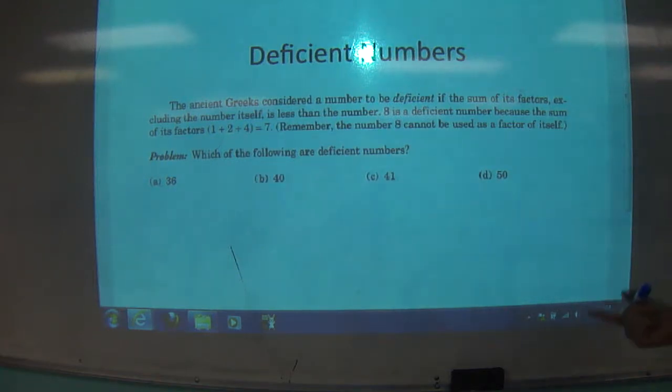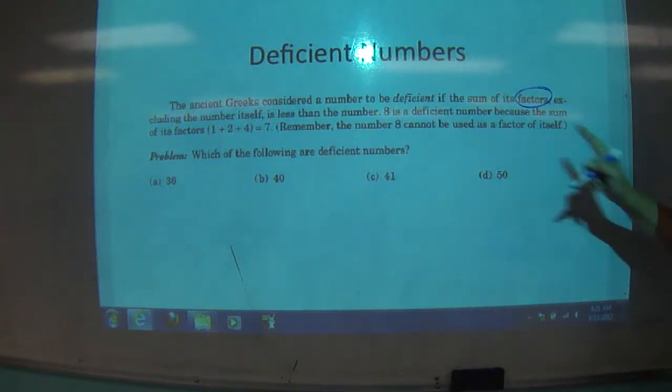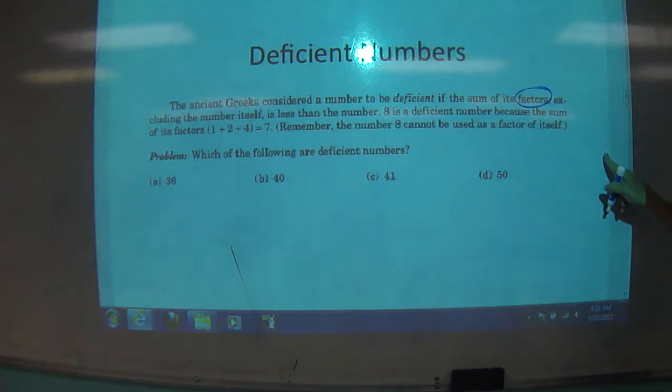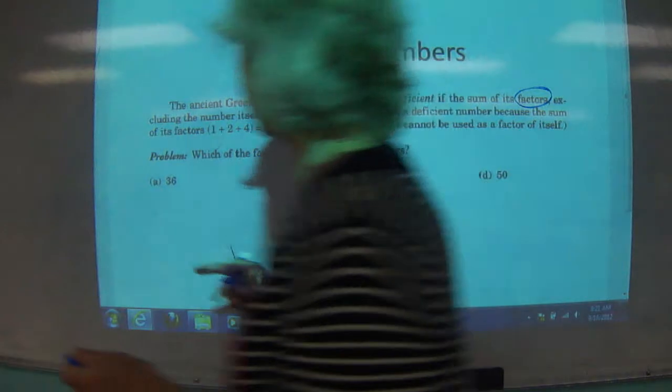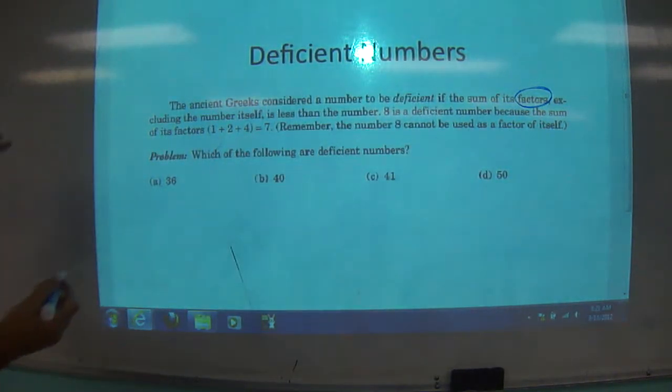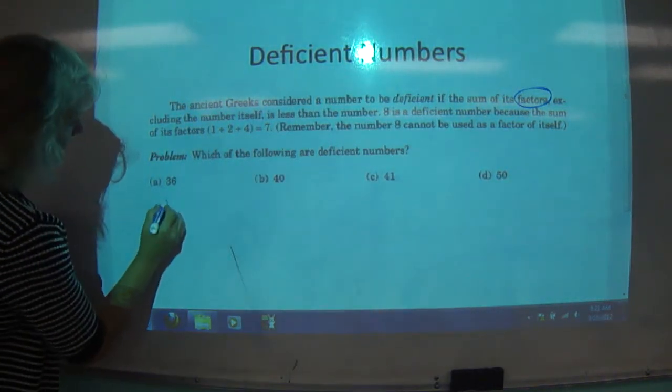They thought a number was deficient if the sum of its factors, excluding the number, was less than the number itself. And they talk about this. Okay? 8 is deficient because its factors are 1, 2, and 4. So, I'm looking at 36.